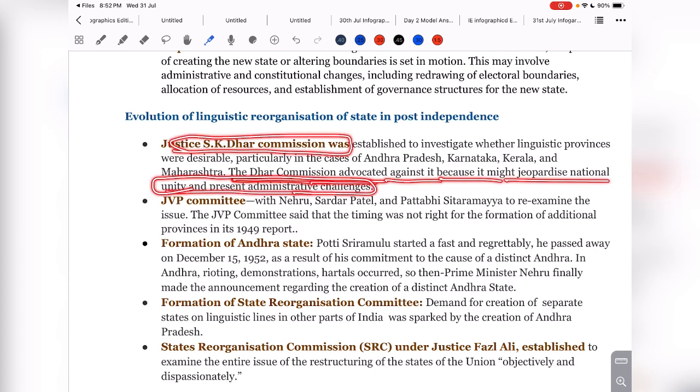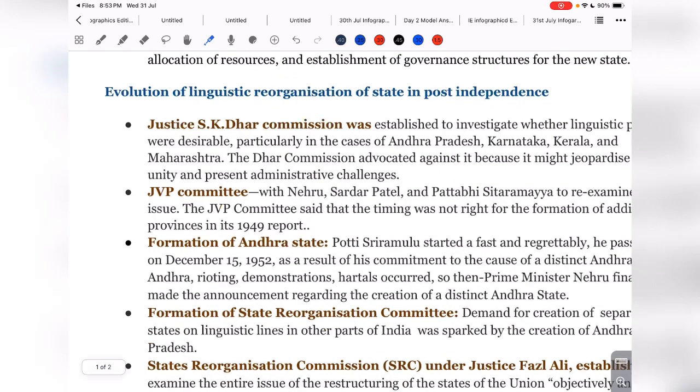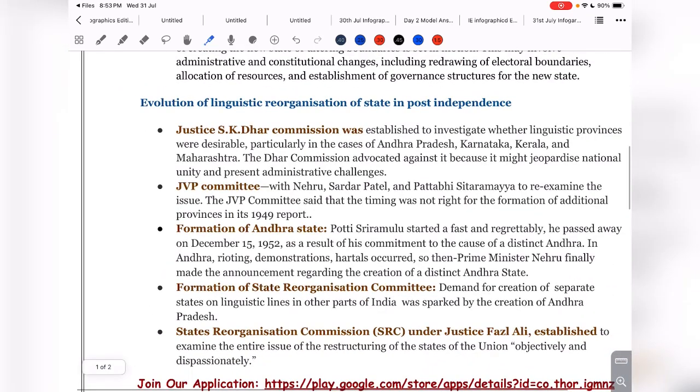Dhar commission advocated against it because it might jeopardize national unity and present administrative challenges. क्यों ऐसे बोला गया? Because during our post independence period, we had seen the partition and communal violence, and there was the challenging task of integrating India into a union, because a lot of princely states were being integrated into the Union of India. So at this juncture, the committee, particularly the SK Dhar committee, was not in favor of linguistic reorganization of states. That would lead to further disintegration or balkanization of the country. So this is the first step.